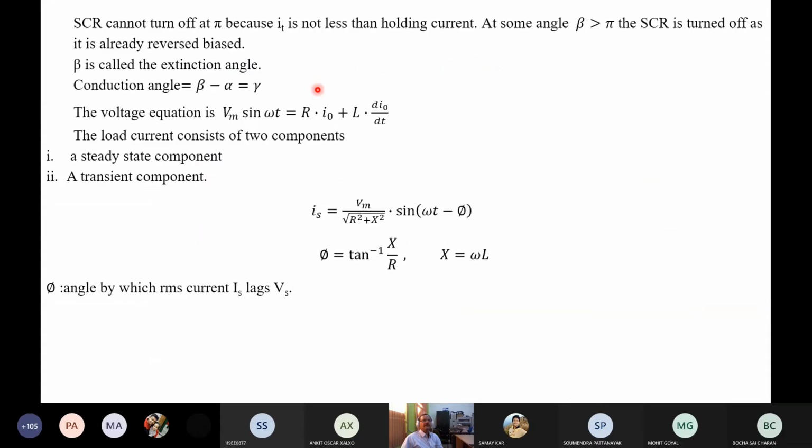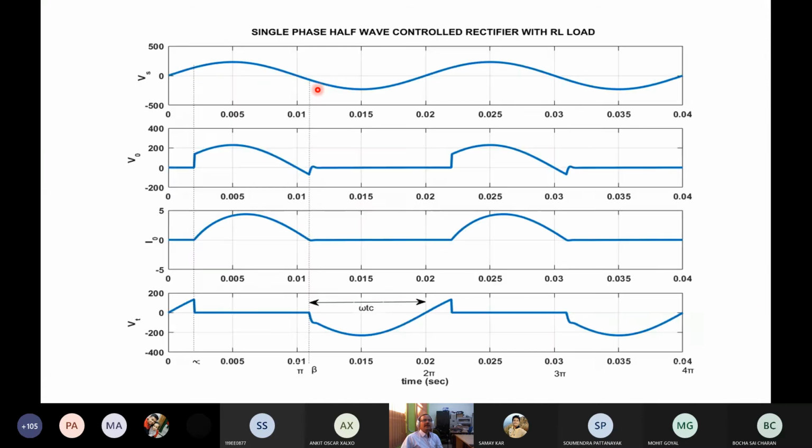So the derivation: the conduction angle is beta minus alpha. This is where the current falls to 0, which is beta. Okay. And this is alpha. So beta minus alpha is the conduction angle. During this period, the thyristor conducts. This is beta, beta is given here. And this is alpha.